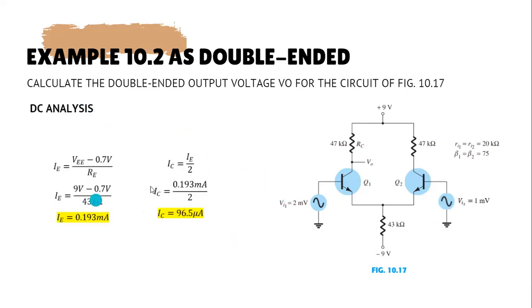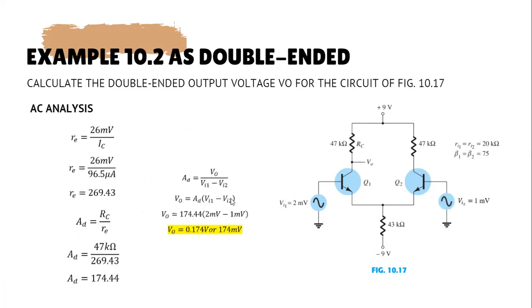DC analysis is of course the same, since like I said, the process doesn't change regardless of what configuration you're using, since it doesn't use the sources yet. So same, IE is 0.193 milliamps and an IC of 96.5 microamps. So for Re, the Re is also the same at 269.43, and the differential voltage gain is where things actually change.